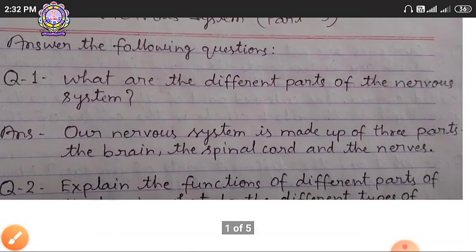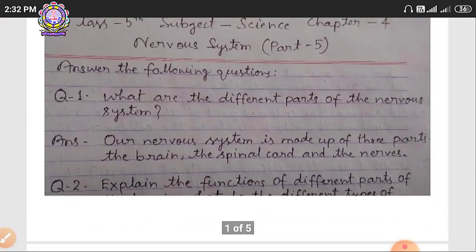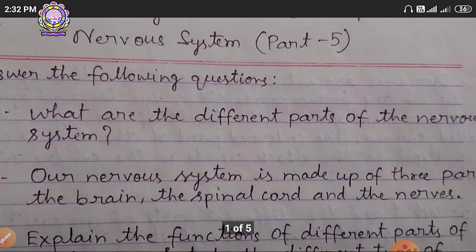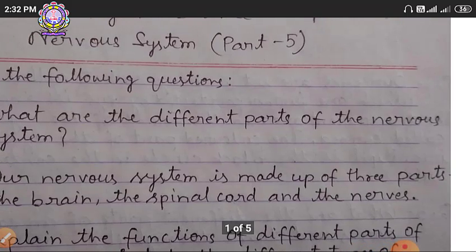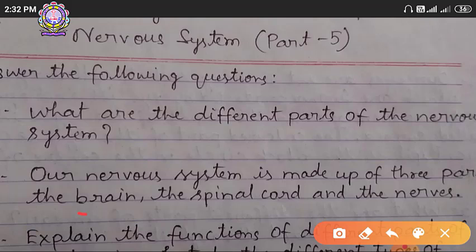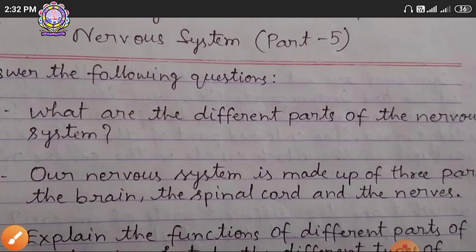Our nervous system, the answer is, our nervous system is made up of 3 parts. The first part is the brain. Second part is spinal cord. And the third part is nerves. So these 3 are the parts of our nervous system.